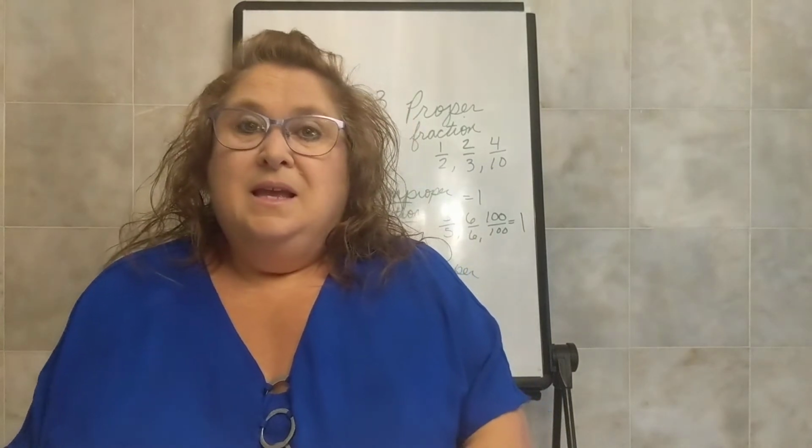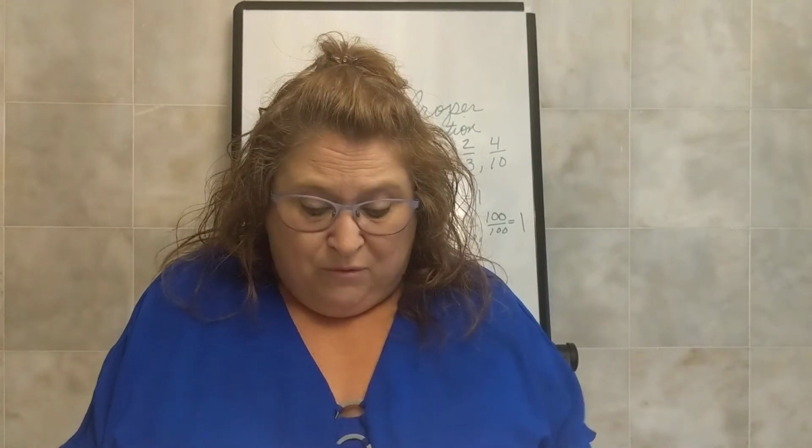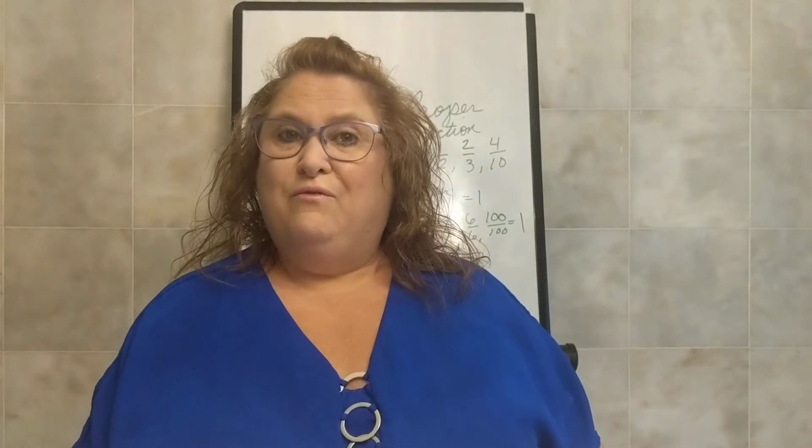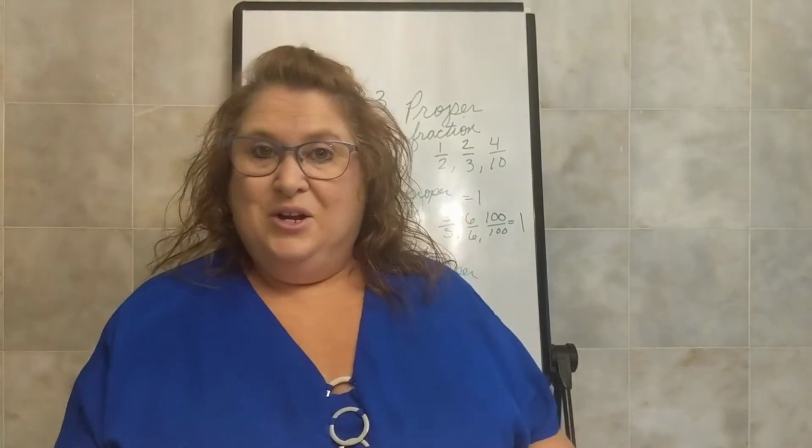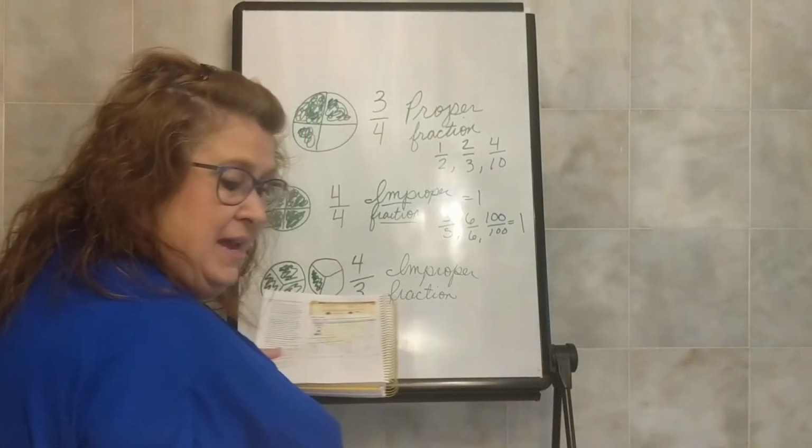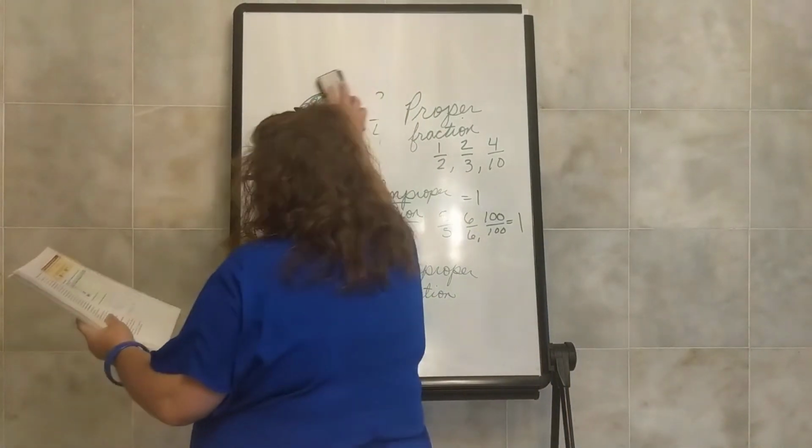6/5. Go ahead and circle that, it is an improper fraction. 5/9. Leave it alone. That's a proper one. And 5 over 5 or 5/5. Very good. That is improper. You're going to want to go ahead and circle that fraction.